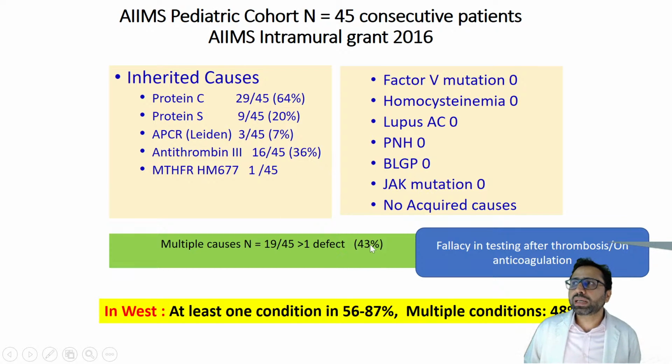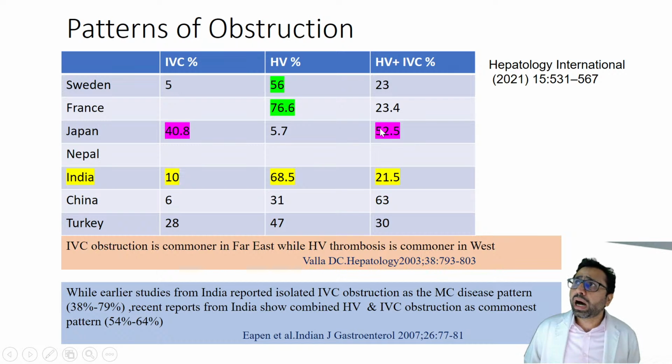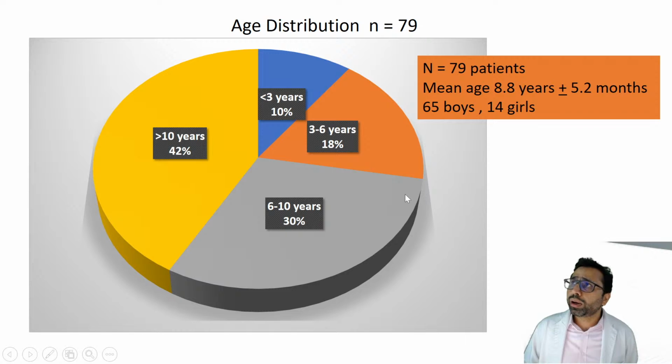Now, if you total this up, you can say 43% have some defect, but the fallacy is that when you test for these proteins, the thrombosis itself causes a lowering of these proteins. Also, if you are using warfarin in these patients, that also affects this assay. Whereas in the West, 50% to 60% have some abnormality, most of them have PNH or lupus or JAK mutation, which is a very definite predisposition to thrombosis. Again, an important difference is involvement anatomy. In India, hepatic veins and IVC are more commonly involved, which is similar to Western literature, whereas in Japan, IVC is the more predominant form of involvement.